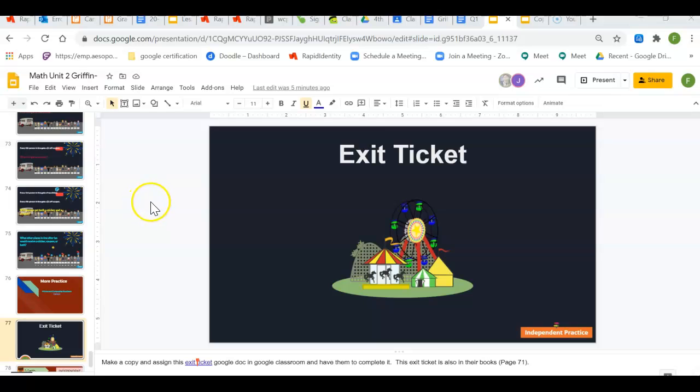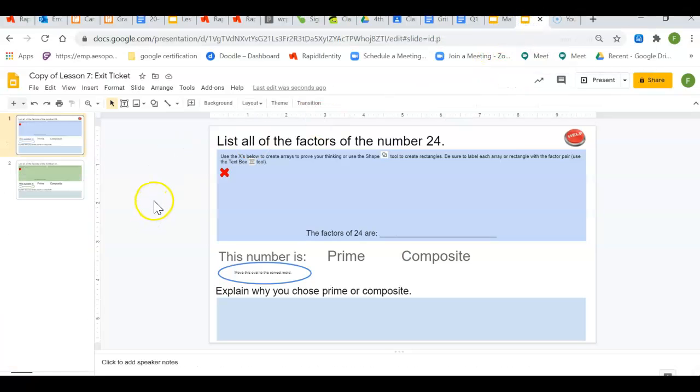And for your independent practice, one of the things that I want you to do is complete an exit ticket. Now, this one has been assigned to you on Google Classroom. And when you click on it, this is going to come up. So you got your exit ticket I want you to complete. And only after you've completed it will you submit it or mark it as complete. Okay? Make sure you read all the instructions.